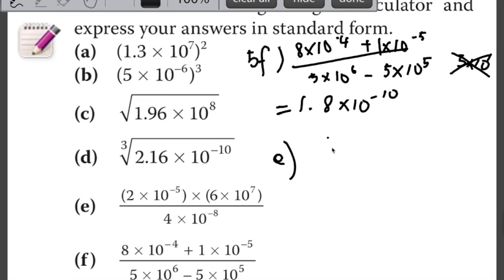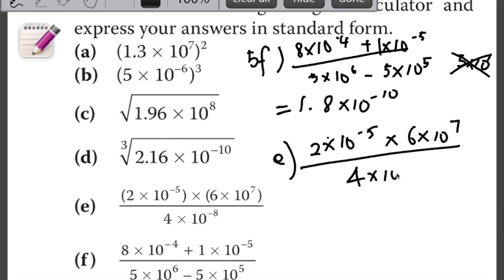Let's look at 5e. You have 2 times 10 to the power negative 5 times 6 times 10 to the power 7 over 4 times 10 to the power negative 8. Over here, if you want to do some manipulation, you can. Why? Because all are multiplication, times, times, times. You don't see plus or minus in between, which means you can do your division. So 2 divided by 4, you have 2 in the denominator, and then you can divide again. That's where you get 3.